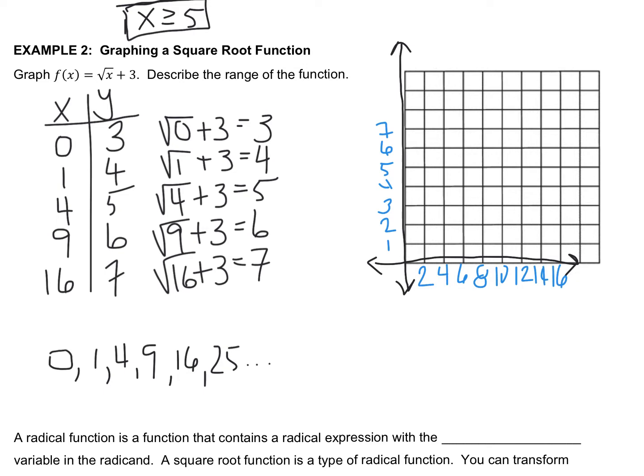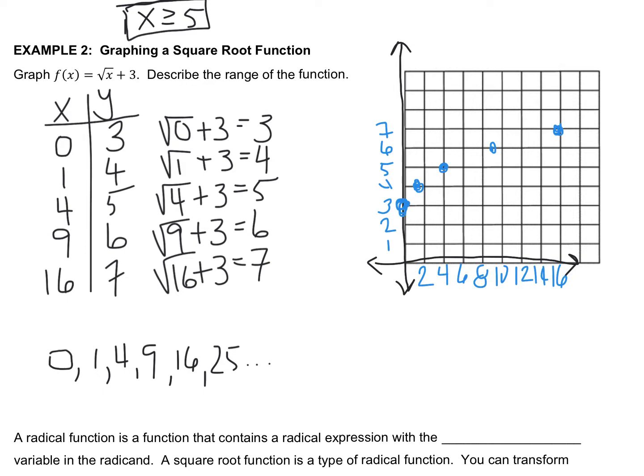Okay, so 0, 3 would be sitting right here. 1, 4, somewhere in there. 4, 5, 9, 6, and 16, 7. Now, it's not linear. You can see that it's not linear.